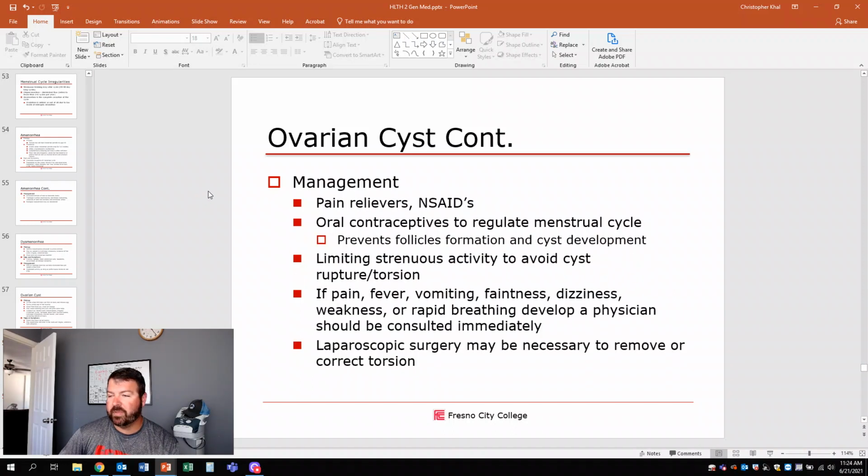Management: pain relievers, NSAIDs, again, non-steroidal anti-inflammatory drugs, oral contraceptives, limit strenuous activity to avoid cyst rupture. If pain, fever, vomiting, faintness, dizziness, weakness, or rapid breathing develop, see a physician, obviously, or the ER. And you may need laparoscopic surgery to remove or correct any kind of torsion of that ovary or the cyst.